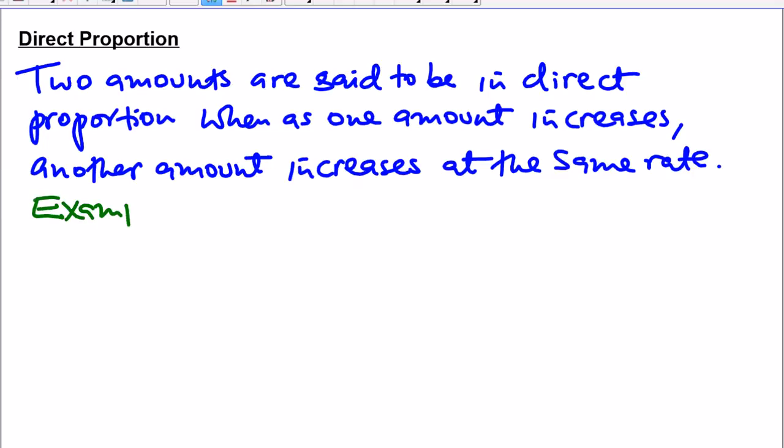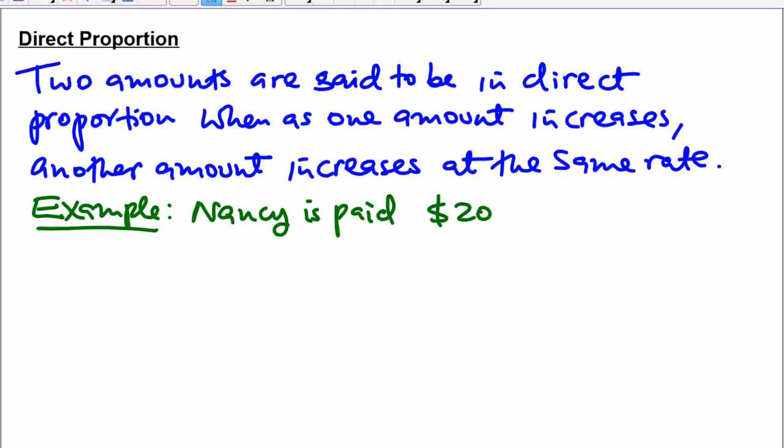Let's pick one example. Suppose Nancy is paid per hour, and suppose she's paid $20 per hour. So this is her rate of her income. If she works for 2 hours, that means that she'll be paid $40.